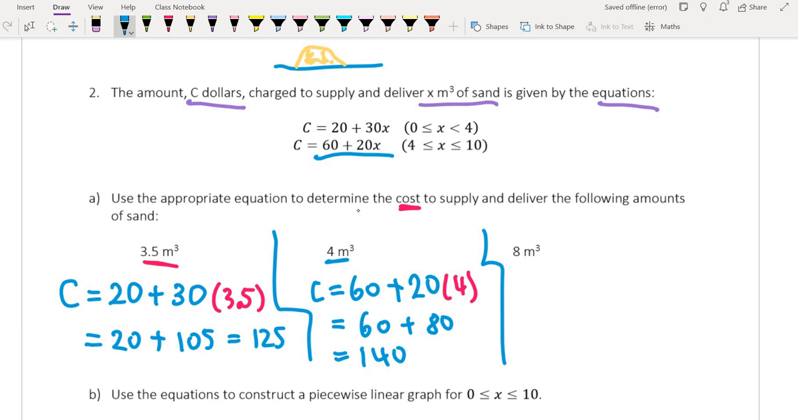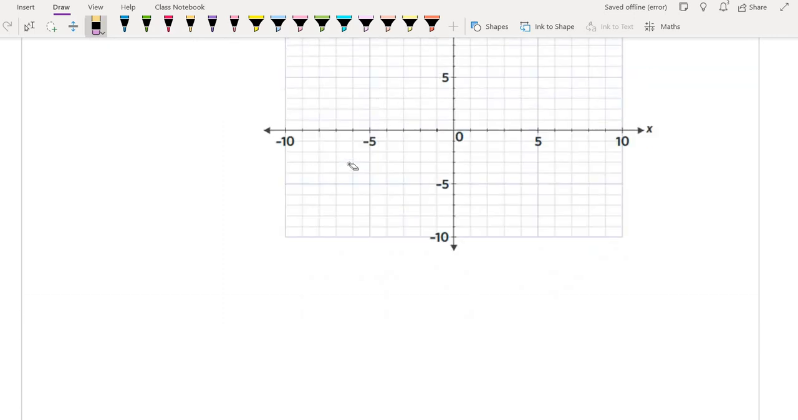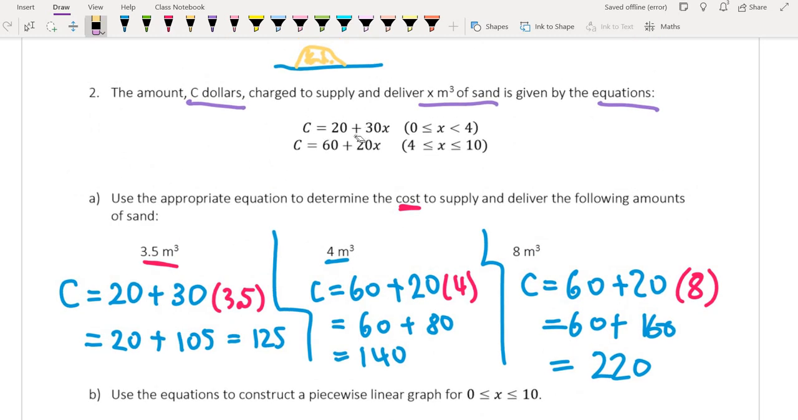If we're ordering 8 cubic meters, 8 is part of this domain, so we should be using the second equation. So 60 plus 20 times how much we're ordering, which is 8. So it's going to be 60 plus 160. So altogether, it's going to be $220. So hopefully you can see why sometimes we need multiple equations to represent one scenario. And now we can graph this as well. To graph it again, we just want to put this into the CAS.